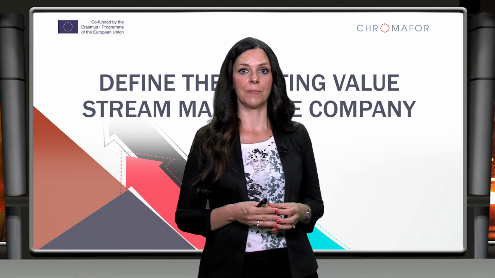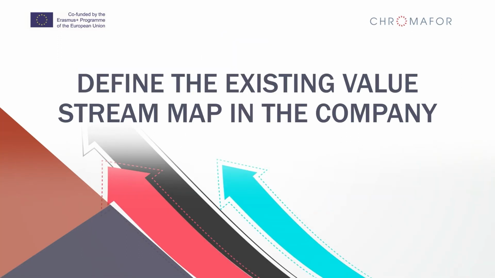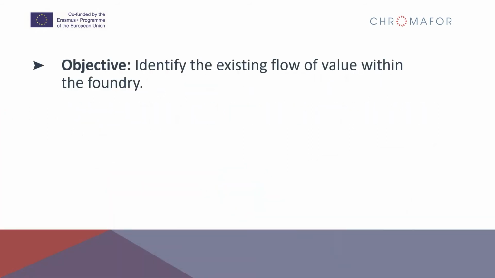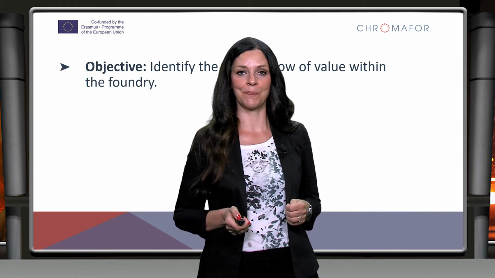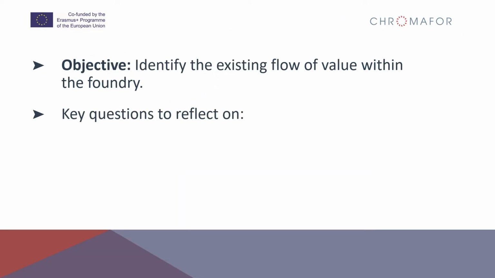Now let's move to the second topic of this lecture. Define the existing value stream map in the company. Which is the goal of this activity? It is to identify the existing flow of value within the foundry, which is the sector, of course, we are talking about. So there are some key questions to reflect on.